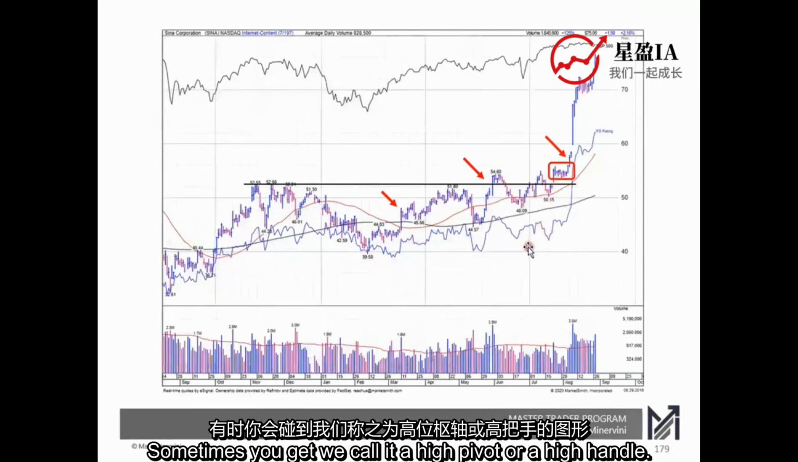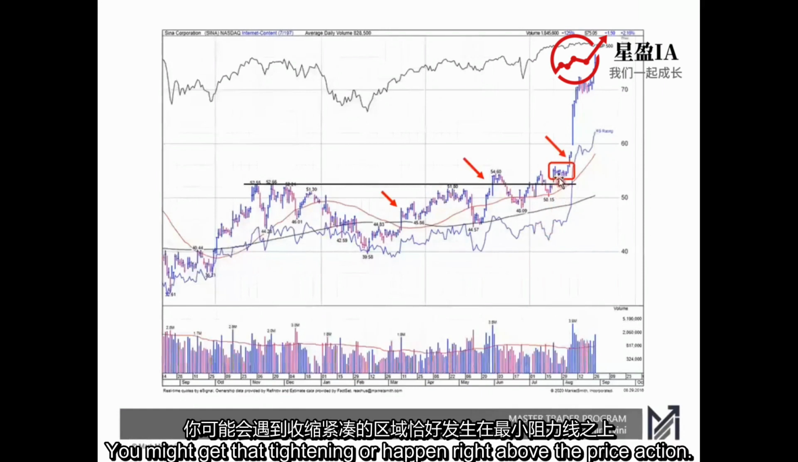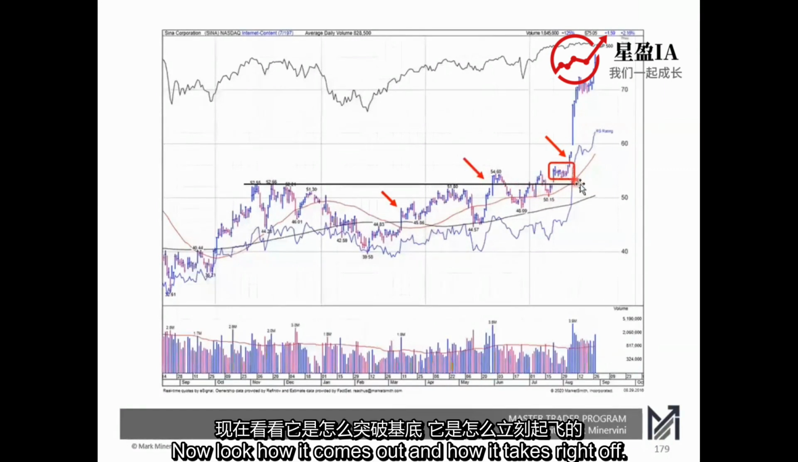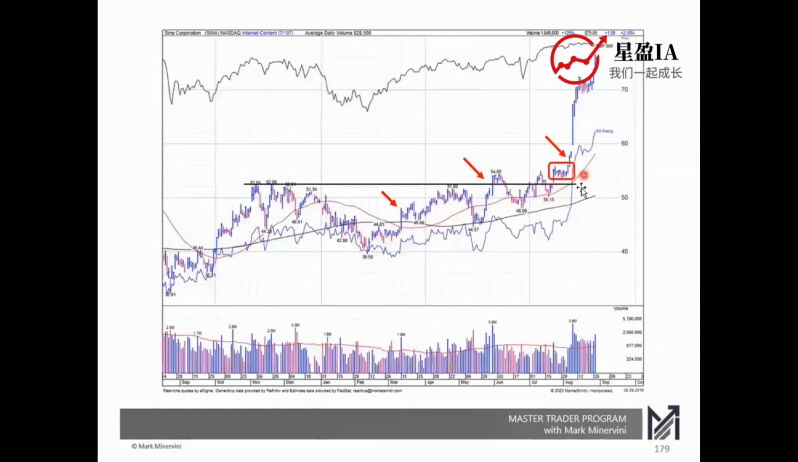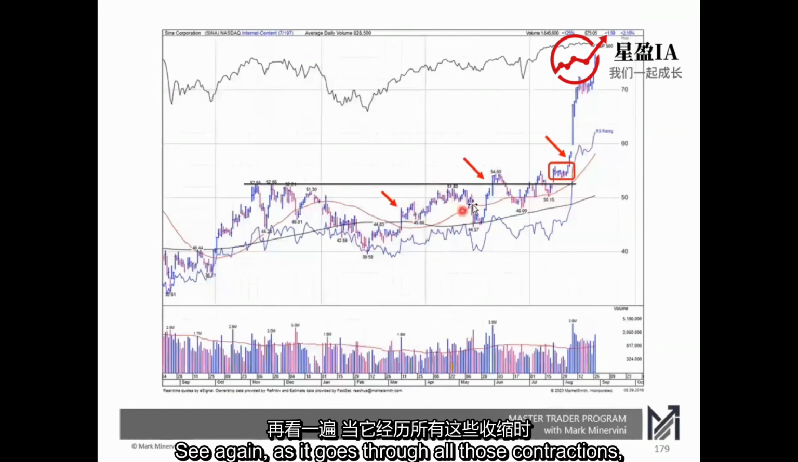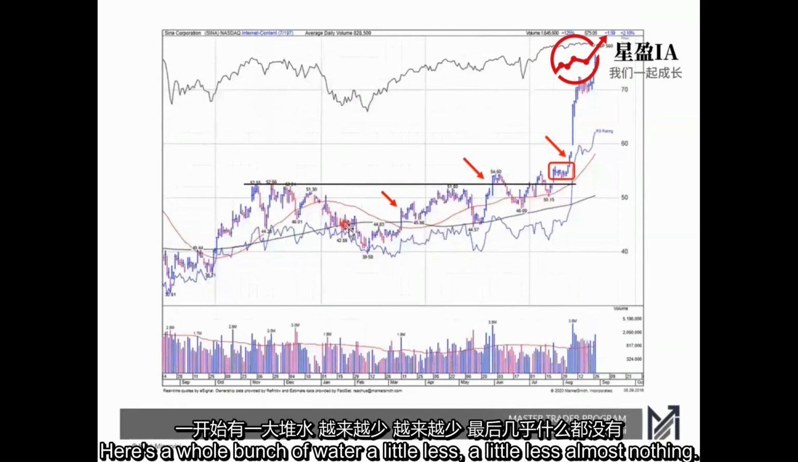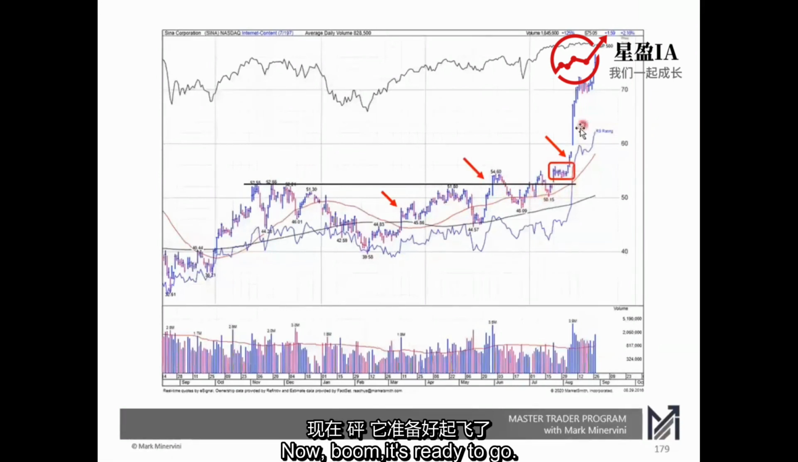Sometimes we call it a high pivot or a high handle. The tightening might happen right above the price action, and it's right here. You can see just a little bit above it. And now look how it comes out, and wham, how it takes right off. See, again, as it goes through all those contractions, just like the towel getting tightened and the water coming out, here's a whole bunch of water, a little less, almost nothing now. Now, boom, it's ready to go.